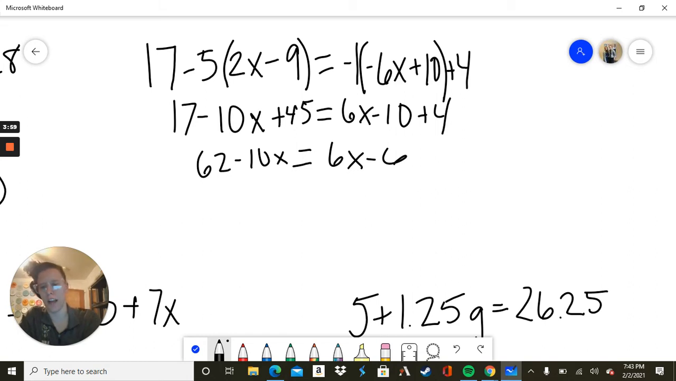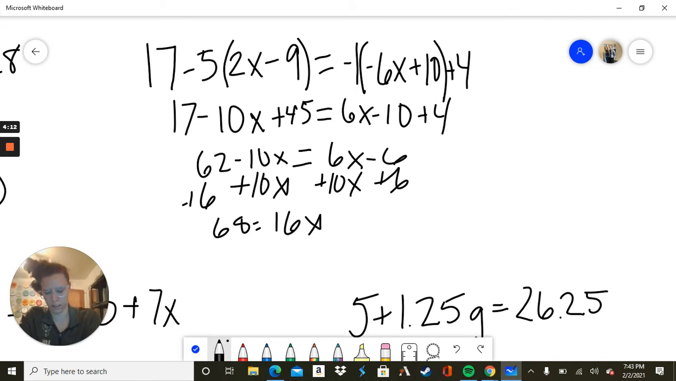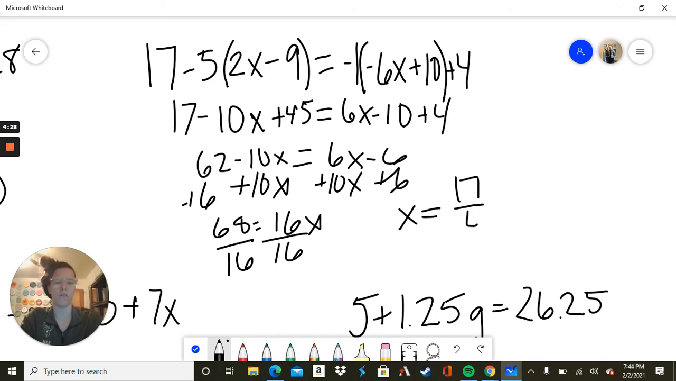Okay, let's add 10x to both sides, so we're working with positive numbers. Add 6 to both sides. So we have 68 equals 16x. Okay, then we're going to divide by 16 on both sides. And we're actually just going to simplify that. So 68 and 16 can both be divided by 4. So we end up with 17 over 4. Okay, and that can't be simplified anymore.